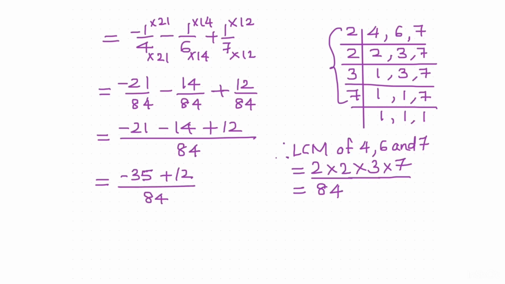Now in the numerator we have minus 35 plus 12. Both are of different signs. So we will subtract. 35 minus 12 is 23. And we will assign the sign of the greater numerical value, that is minus. So minus 23 by 84 is the answer.